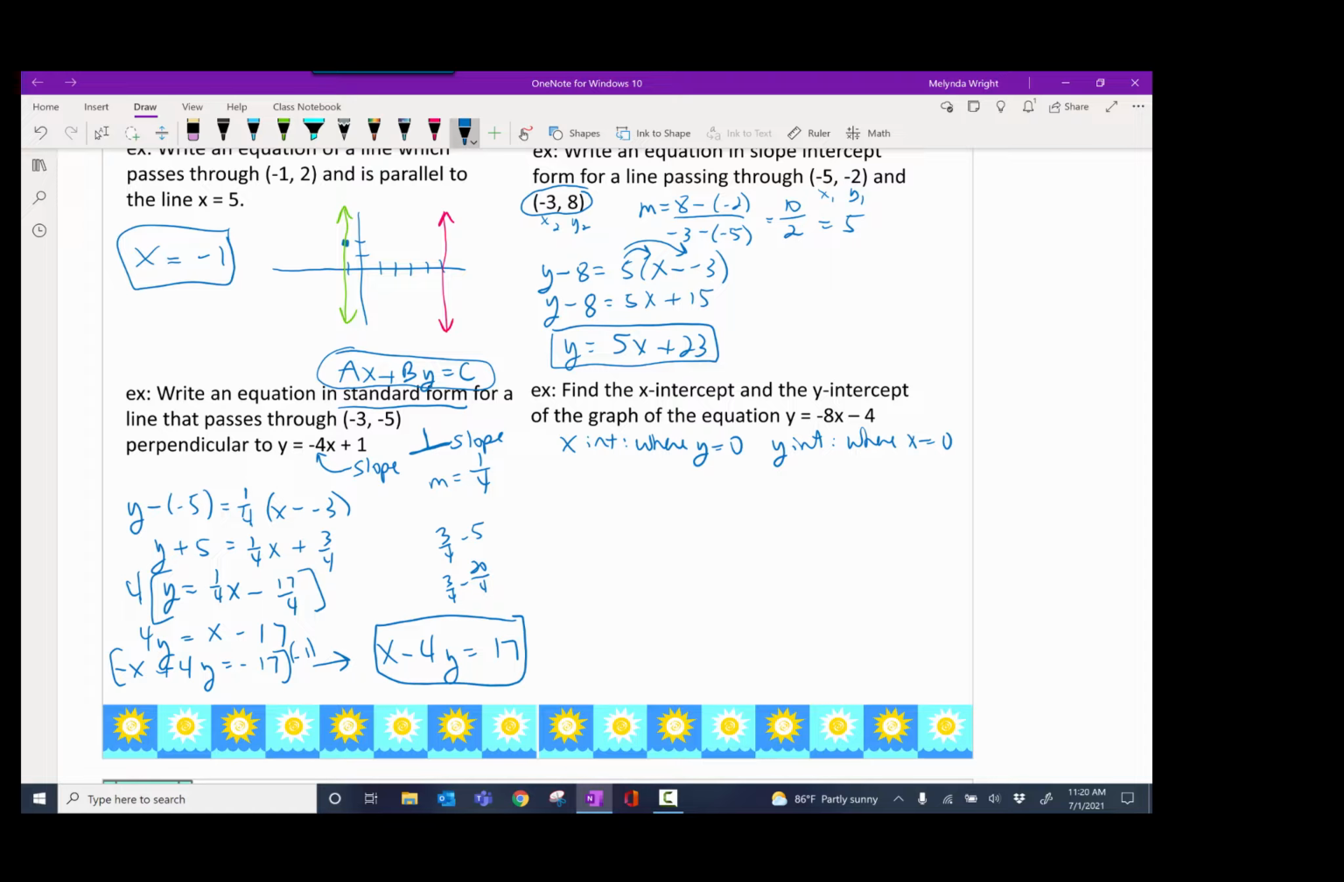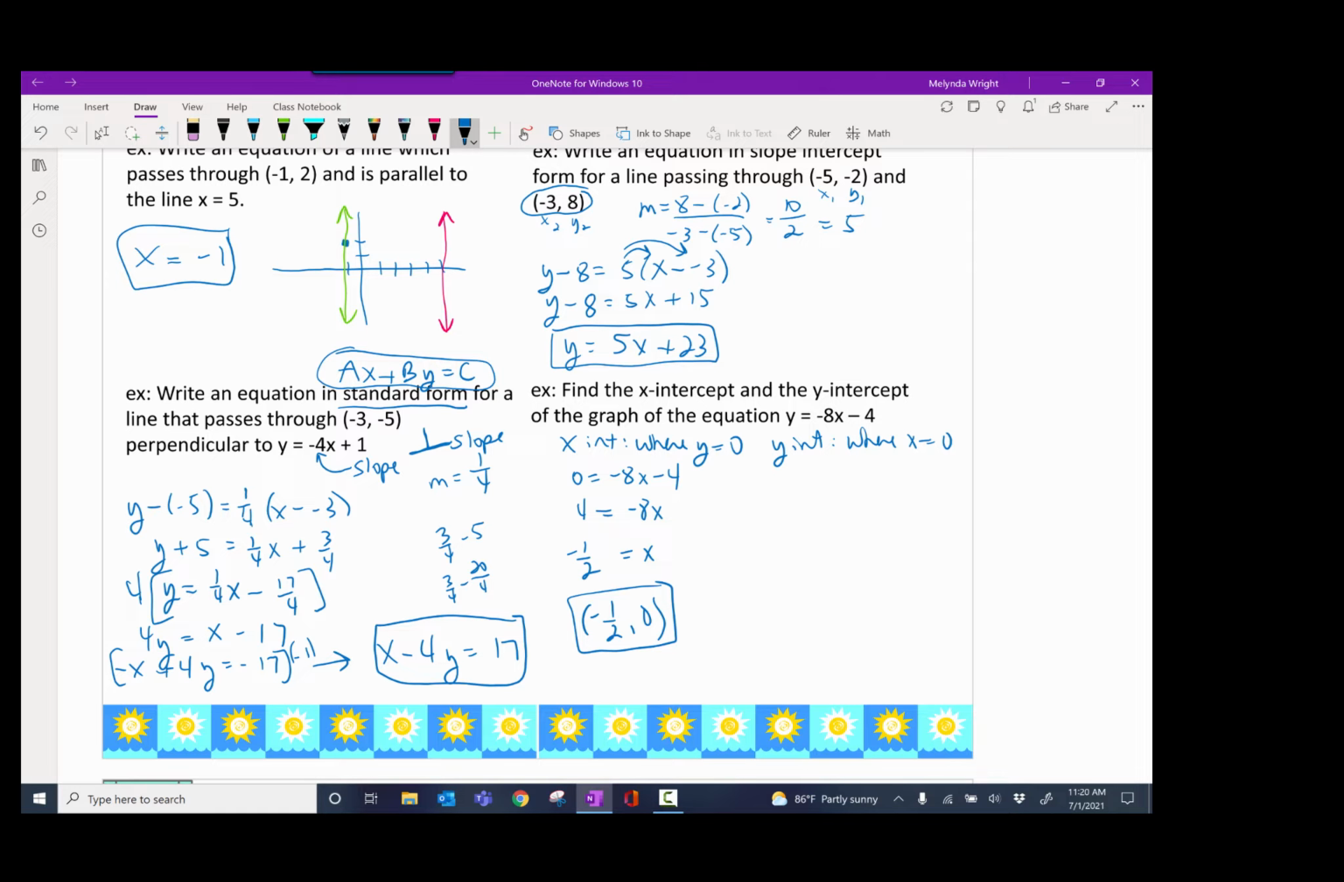Let's go ahead and plug in a 0 for the y. So 0 equals negative 8x minus 4. And let's solve for x. Moving the 4 over, we get negative 8x, so x would be negative 1/2. Now we don't want to say x equals negative 1/2 per se. That could look like the equation of a line, right? So why don't we write it in point form?